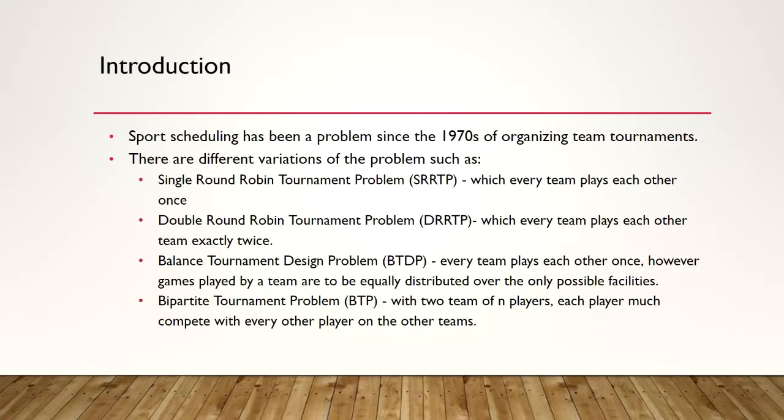One of the first variations is the single round robin tournament problem, in which every team plays each other at least once. The second variation is the double round robin tournament problem, in which every team plays each other exactly twice. There's the balanced tournament design problem, in which every team plays each other once. However, games played by a team are to be equally distributed by the only possible facilities. What does that mean?